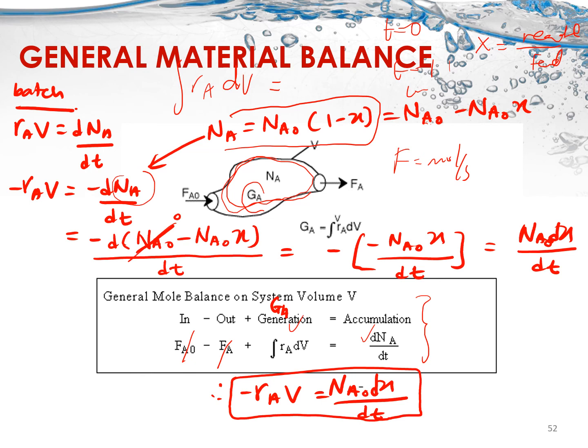So what remain here is NA0 dX over dt. Okay, alright, so here actually we can put it, sebenarnya ada di sini. Okay, so rearrangekan dia jadi NA0 dX over dt. Okay, so you akan cancel here jadi positive here. Alright, so this is the equation lah. So you have negative rA V is equals to NA0 dX over dt. Okay, so this is how you get lah the batch.